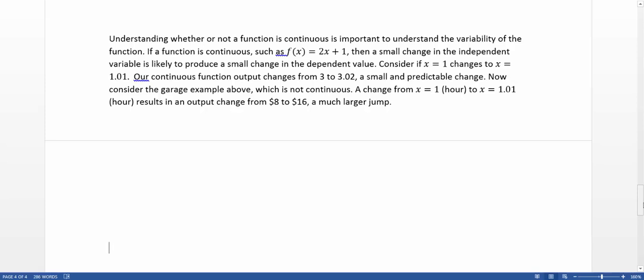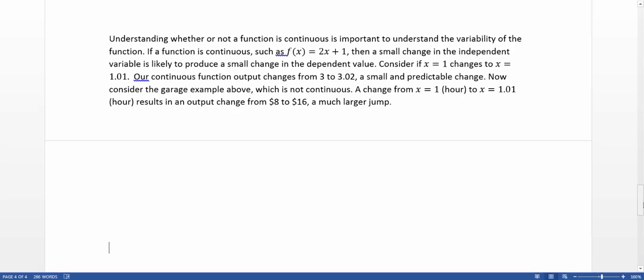So if a function is continuous, such as 2x plus 1, then a small change in the independent variable is likely to produce a small change in the dependent variable. And it's also going to produce a predictable change. So if I were to go from x equals 1 to x equals 1.01, then my continuous function output is going to change from 3 to 3.02. So it's a small and predictable change because it's a continuous function.